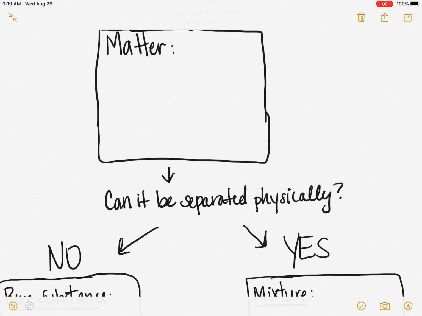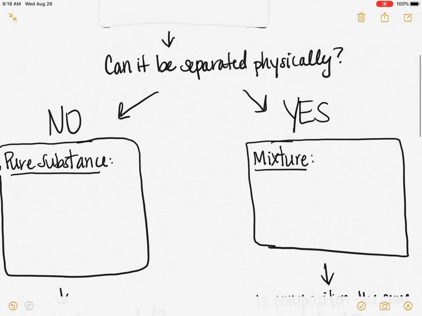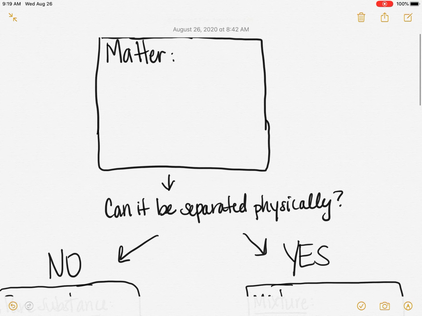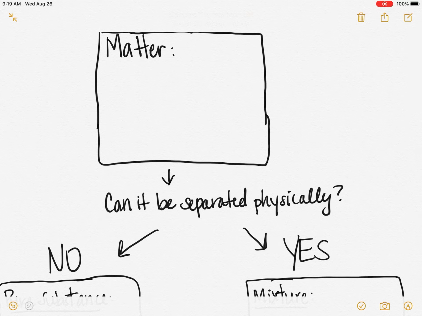This video is on matter classification and how we take certain types of matter and further classify it into pure substances, mixtures, elements, compounds, things like that. So to start this discussion, we'll be using a flow chart today. This is the same flow chart that you should have. It's the easiest way, in my opinion, to discuss this classification of matter.